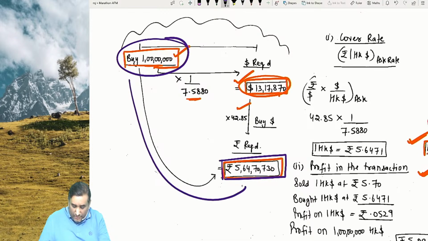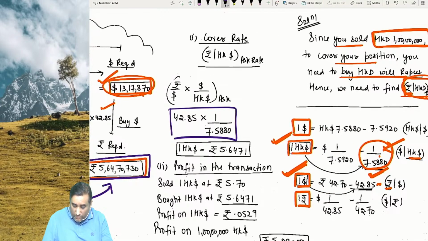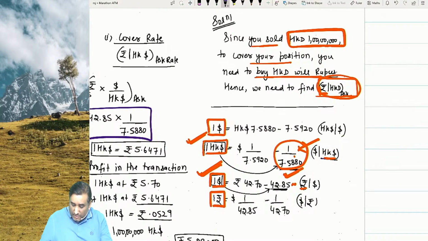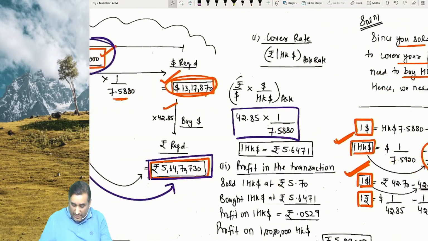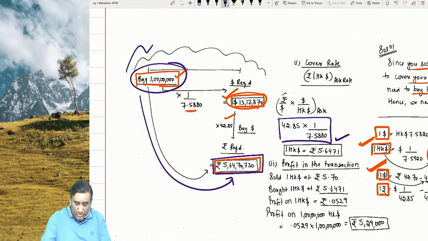When you divide, you will get the rate. It will come 5.6470. And when you multiply these two simply by the rule, this and this, you will get the same 5.647. Same thing you will get. Understand the logic of it. I have done it in the diagrammatical presentation also, please.